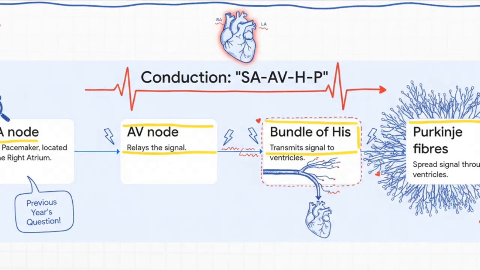The heart's electrical signal follows a very specific path, and you can remember it with this: SA, AV, H, P. It starts at the SA node. That's the pacemaker. Then it travels to the AV node, goes down the bundle of His, and then spreads out through the Purkinje fibers. And hey, remember, the pacemaker's location in the right atrium is a very common question.